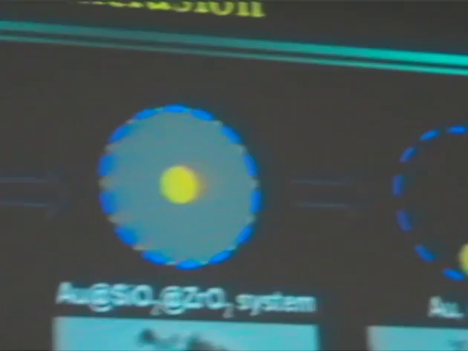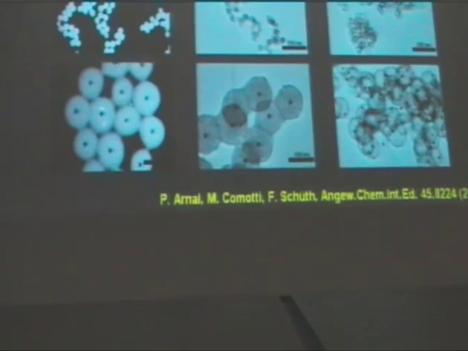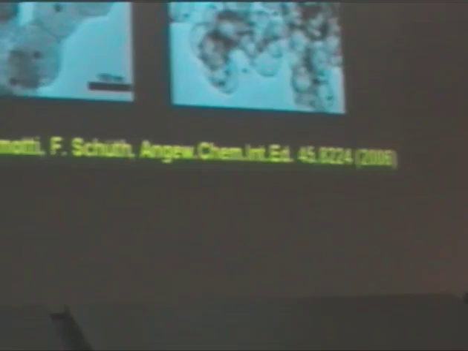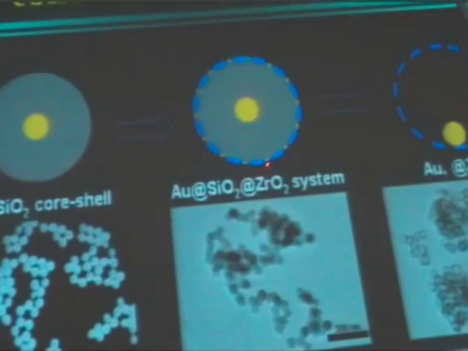We start with a gold cluster. Gold is the easiest one because that's the reason why we started with it. All the other metals are more difficult. I'll show you later. So we start with a gold cluster. There are techniques by which you can prepare a dense silica shell on the gold cluster. We had previously developed a method to coat the silica shell with a thin, porous zirconia shell.